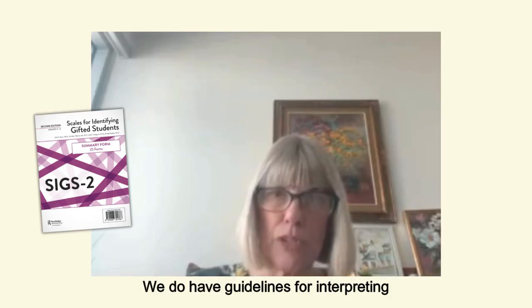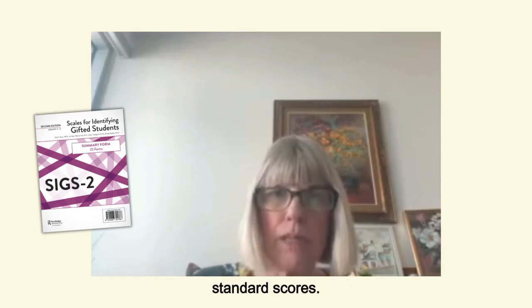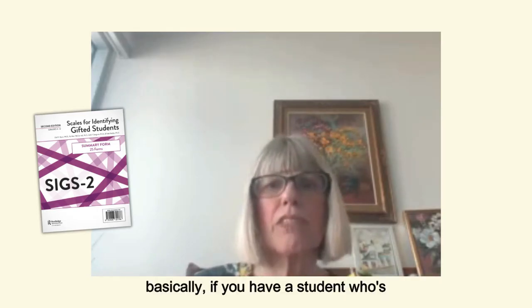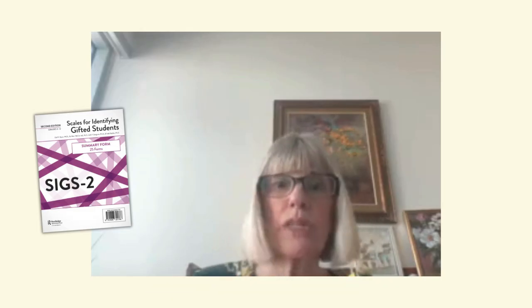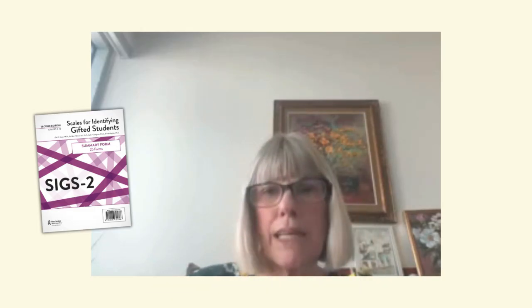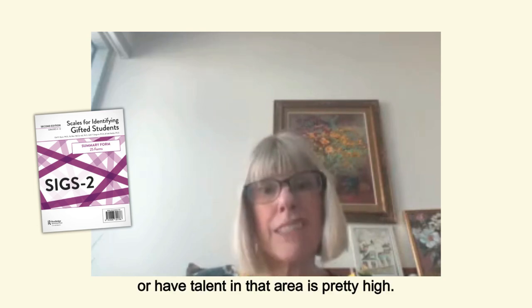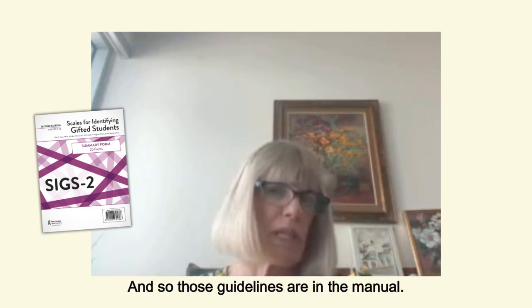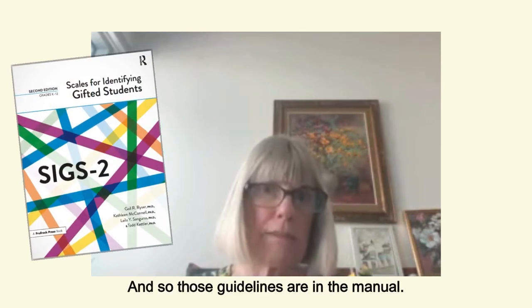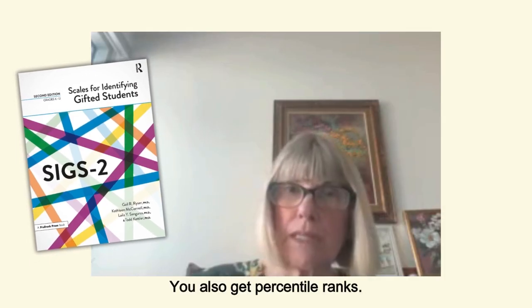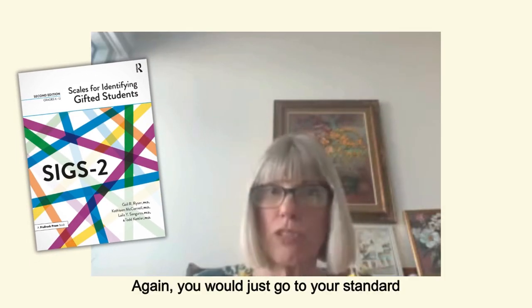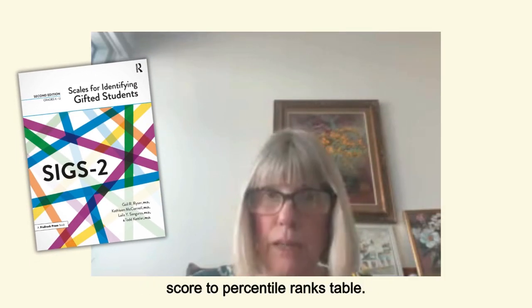We do have guidelines for interpreting standard scores. So basically, if you have a student who's scoring 130 or higher, then the likelihood that they're gifted and or have talent in that area is pretty high. And so those guidelines are in the manual. You also get percentile ranks. Again, you would just go to your standard score to percentile ranks table.